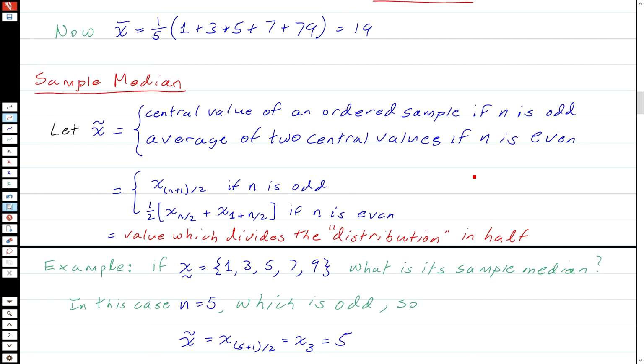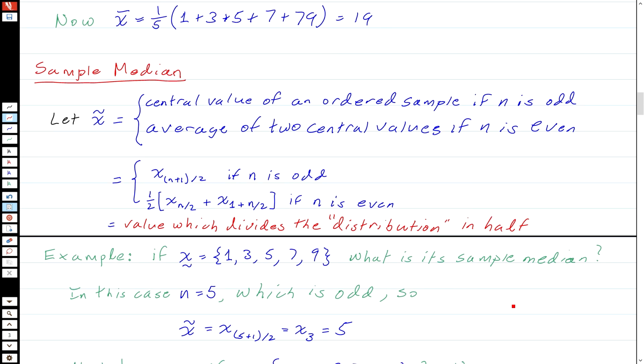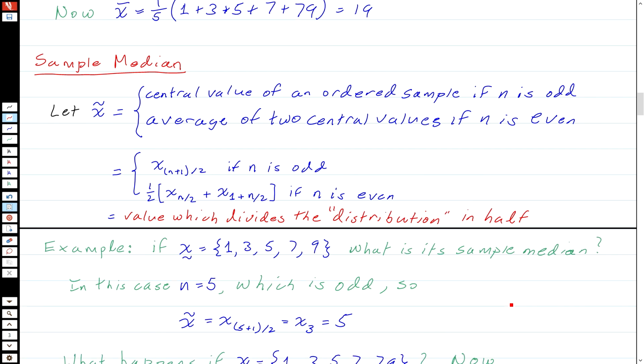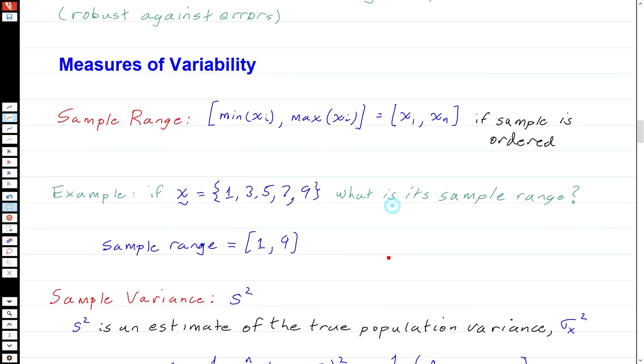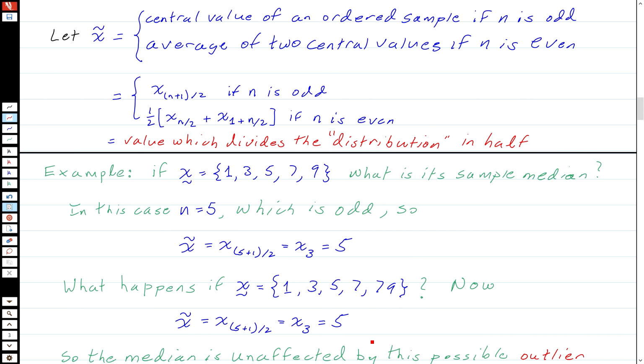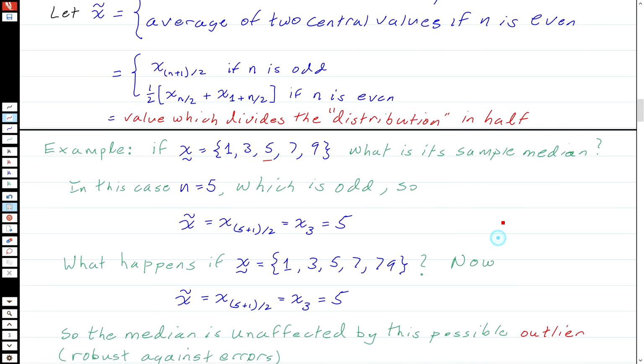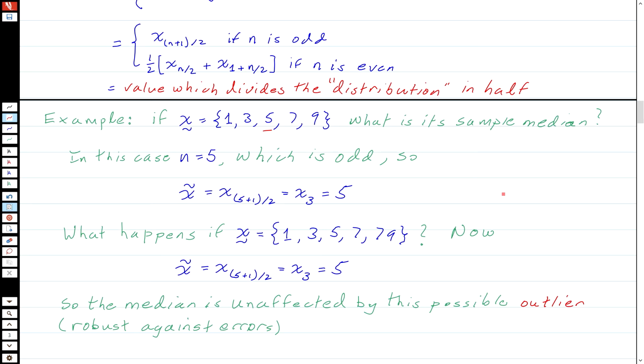So here, I'll just repeat that example. If x is 1, 3, 5, 7, 9, my n is 5, which is odd, so my median is x3, which is equal to 5. That's the third element of this vector. And if we had our observations 1, 3, 5, 7, and 79, we still have n as 5, so we're still looking at x3 as being our median, and so it remains unchanged. So the median is unaffected by this possible outlier, and so we say that the median is robust against possible errors. Of course, sooner or later, if you make too many errors, it's going to affect the median. But if we only had this one error here, it would make no difference to the median. And the median is probably, in this case, a better statement of what the central tendency of this data is.